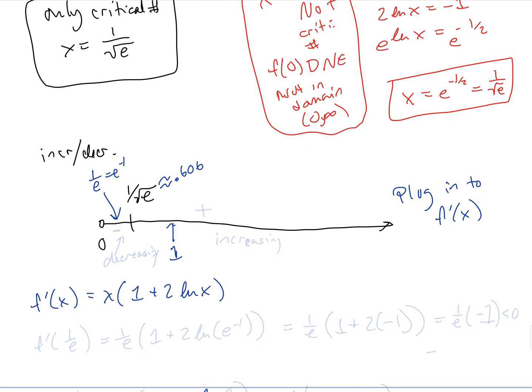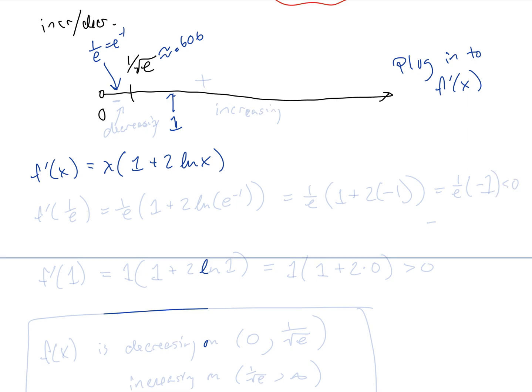Our derivative, once it was factored, was x times 1 plus 2 natural log of x. If we plug in f prime of 1 over e, that's 1 over e times 1 plus 2 times the natural log of 1 over e, or e to the negative 1. So that's 1 over e, which is a positive number, times 1 plus 2 natural log of e. Those cancel each other out, so we're just left with negative 1. So that's 1 over e times 1 minus 2, that's negative 1 over e, which is less than 0. So it's negative below that point.